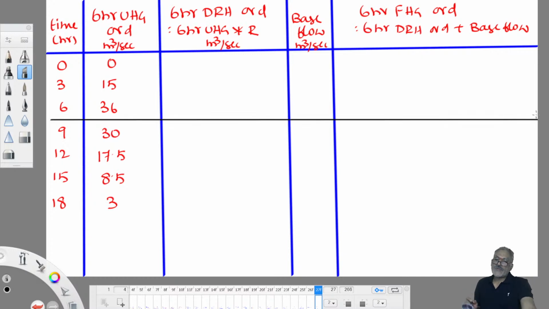Exactly the same place you will find the peak of the flood hydrograph. That is also given in the question. What is the peak of the flood hydrograph given in the question? It is given as 150 cubic meter per second. Base flow is 6. So to get the 150 here, this should be 144. 144 plus 6 is equal to 150. To get this 144, 36 should be multiplied with R. So R is equal to 144 by 36, 4 centimeter. That's how I got 4. Understood now?